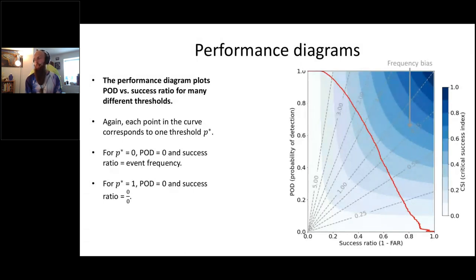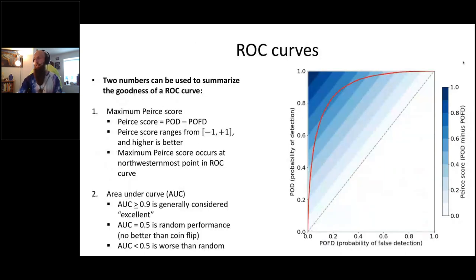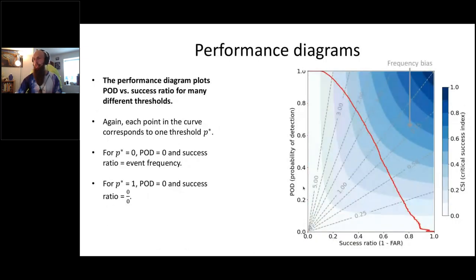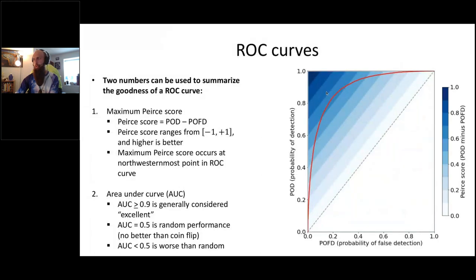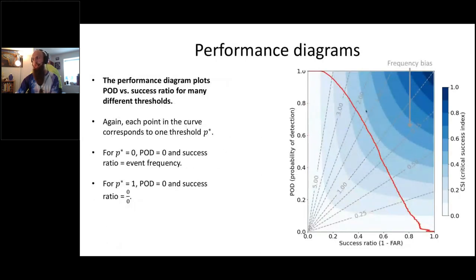So the performance diagram is a little bit different than the ROC curve. In the ROC curve, you see POD on the y-axis and POFD on the x-axis. For a performance diagram, it's still POD on the y-axis, but then you're plotting success ratio, or 1 minus the false alarm ratio, on the x-axis. And these are both values that you want to be as high as possible. So for the ROC curve, you want to see the curve in the top left, but for a performance diagram, you want to see the curve in the top right, as close to the top right as possible.